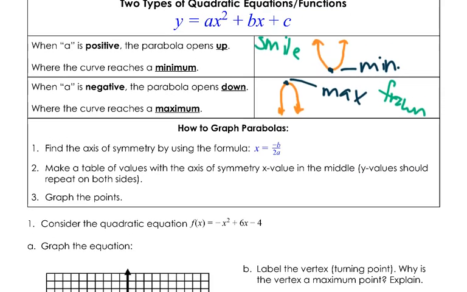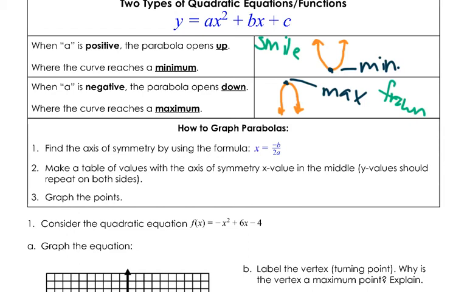So more of our vocabulary for the day: how do we graph the parabola? Well, one thing is that you always want to be able to find the axis of symmetry by using the formula if the equation is given to you. And then you want to make a table of the values, with the axis of symmetry x value in the middle, and the y values should repeat on both sides. Something that we looked at yesterday, actually.